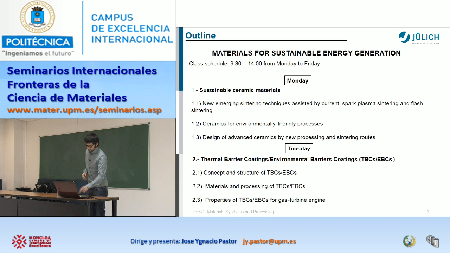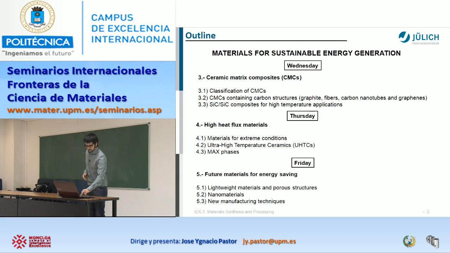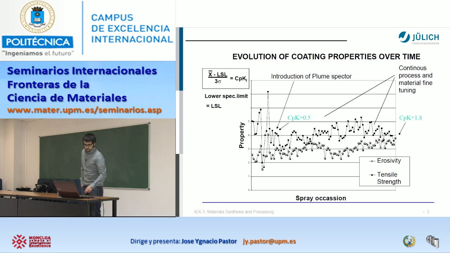Just the classical introduction about the days: this one is the last one. Tomorrow we'll talk about the ceramic matrix composites, okay? More in detail, first a classification and how they can be processed. Then the second one will be about ceramic composites containing carbon nanotubes mainly, and the third one will be about silicon carbide, okay?